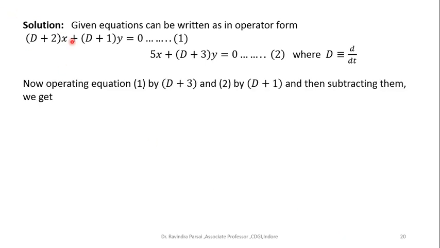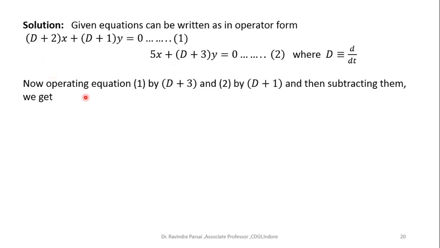First of all you write down the given system of simultaneous linear differential equations in operator form: (D plus 2) of x plus (D plus 1) of y equal to 0, call it 1, and the second one, 5x plus (D plus 3) of y equal to 0, where D means derivative as a differential operator. That's why we first convert the given differential equation into operator form as an algebraic form.